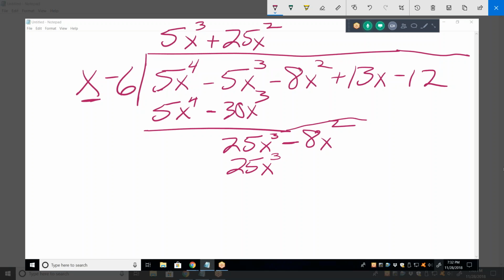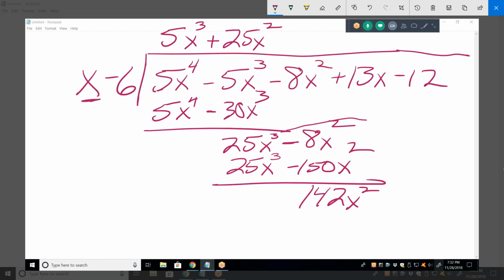Now multiply 25x squared times minus 6. So that would be negative 150x squared. Now this is always going to be 0, so do the subtraction on the other term. That would be 142x squared. What's the next step? Bring down 13x. There you go. Rinse and repeat.